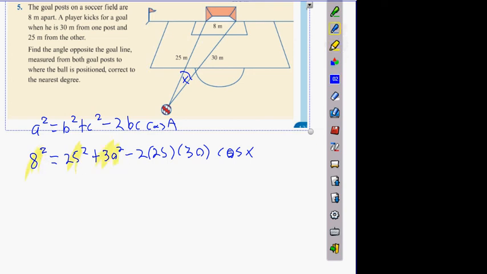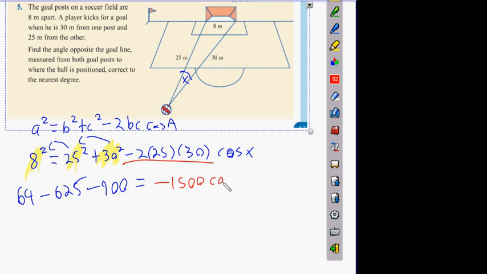So it's going to be 64. I'm going to move the 25 squared over to your side. It's going to be minus 625. We're going to move the 30 squared over to your side. That's going to be minus 900. Then I'm going to put all this red part into the calculator. 2 times 25 times 30, sorry, that's minus 1,500 cos X. What's this turn into, Sam? 64 minus 625 minus 900? 1,461. Minus 1461 equals minus 1,500 cos X.